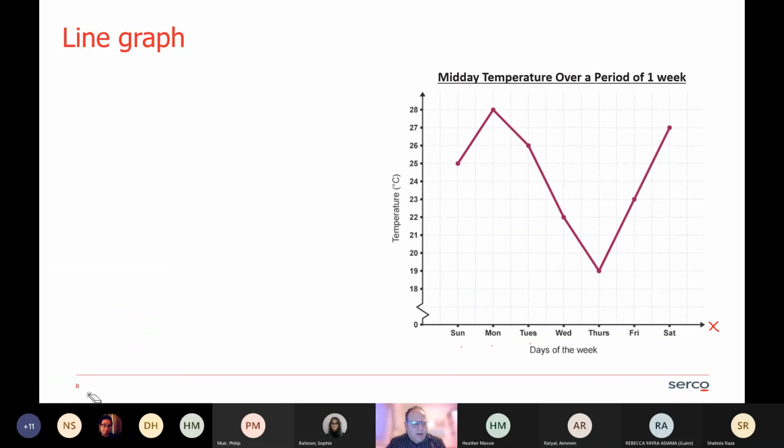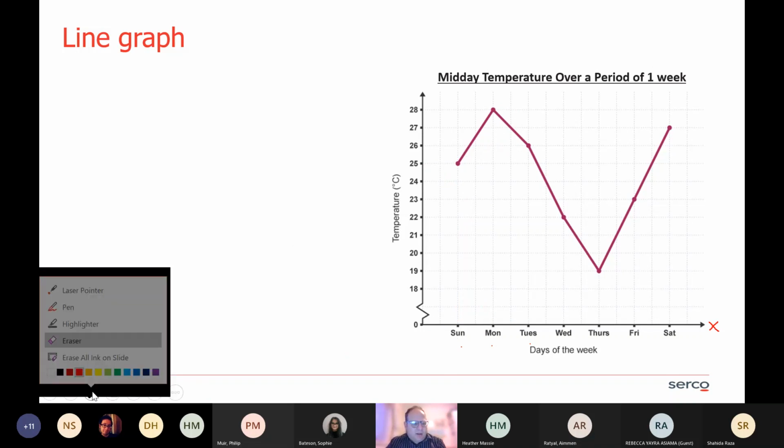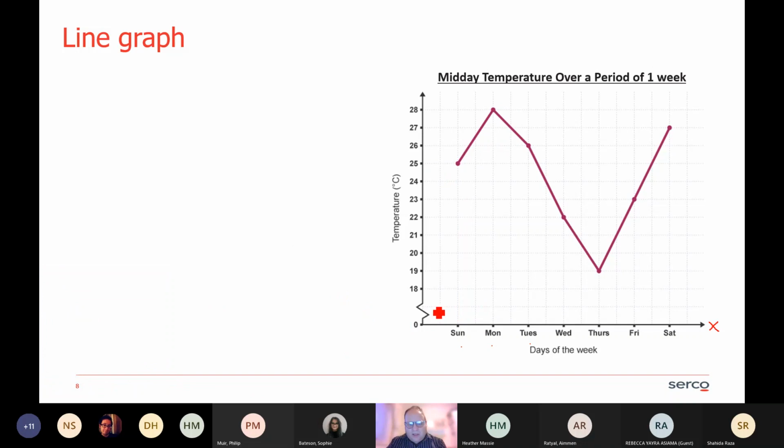Something you'll note here, if I get my pen back, there we go, on the y-axis is this sort of wiggly line. So ideally, a chart should always start at 0, but clearly for this chart, there were no temperatures between 0 and 19. So basically, we don't need 1, 2, 3, 4, 5, 6, 7, 8 all the way up to 19 because there's nothing there. So we can draw this sort of squiggly line, basically saying we'll miss a gap.